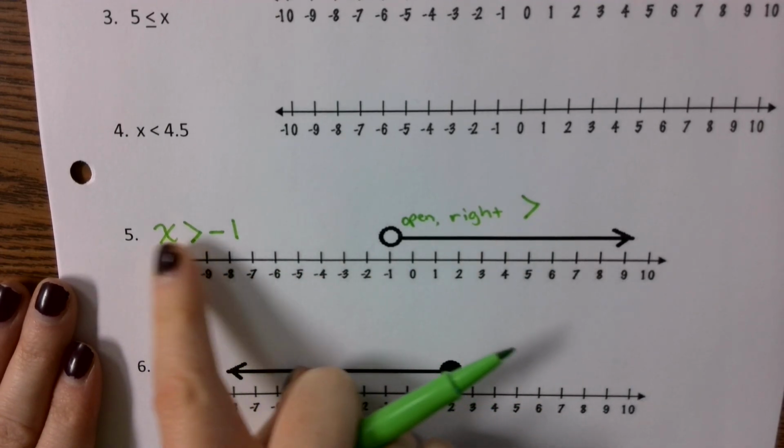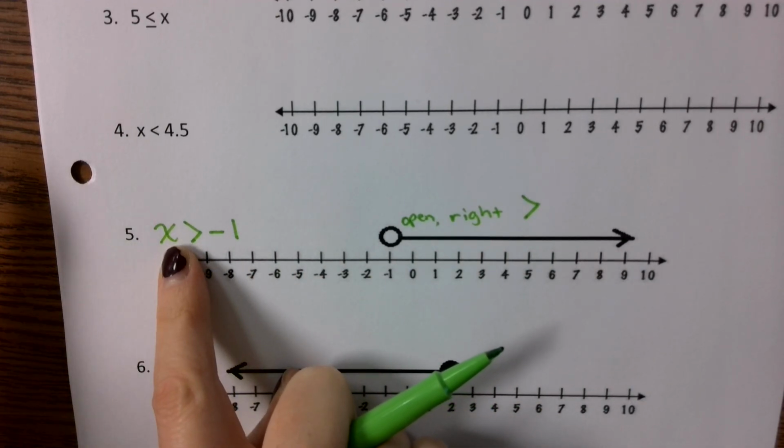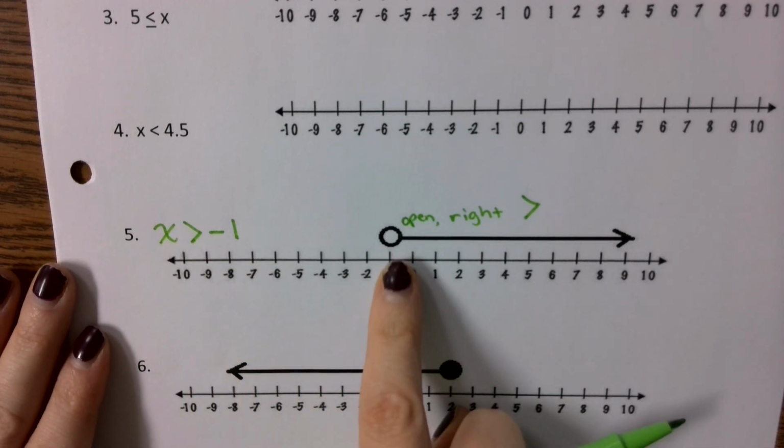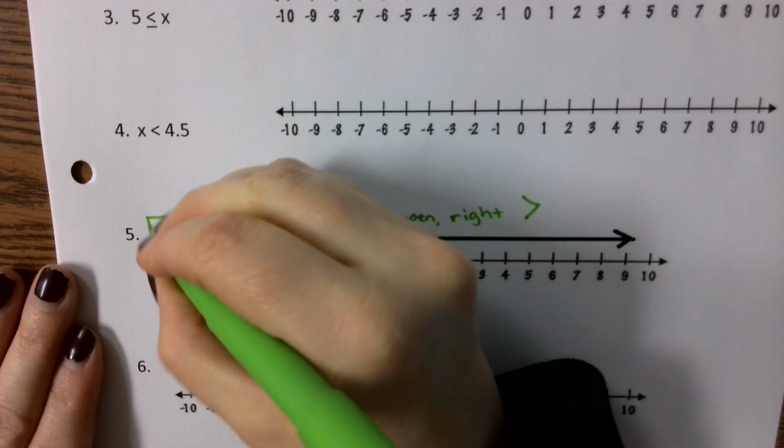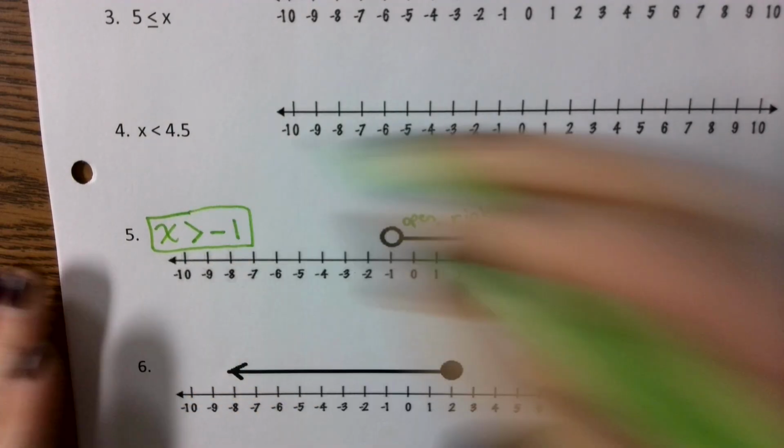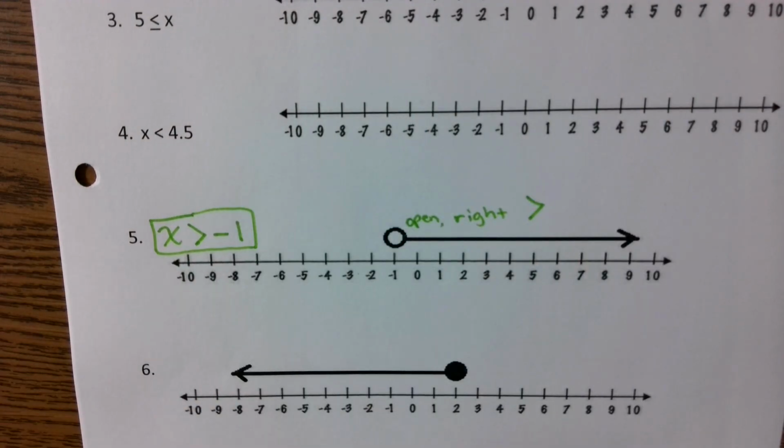So we know it's going to be our variable. So in this case we chose x. It's greater than, and then the value that we were at was -1. So x is greater than -1. You're going to just finish off the rest of this page. All the rest of the questions, finish those off by either graphing or writing what the inequality is from the graph.